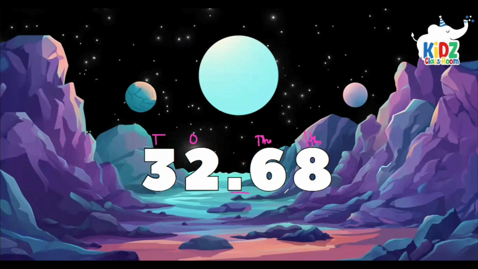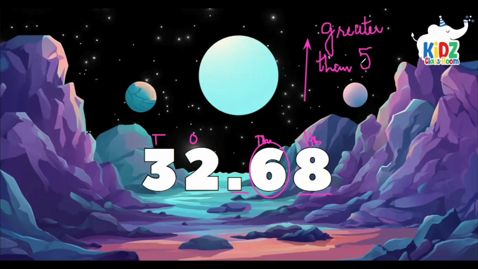Okay, so look at the tenths digit. How many tenths are there? 6. And the hundredths digit? It is 8. So will we round up or down? We will round up. Why? Because the hundredths digit is greater than 5. And the rule was that if the hundredths digit is greater than 5, we will round up.